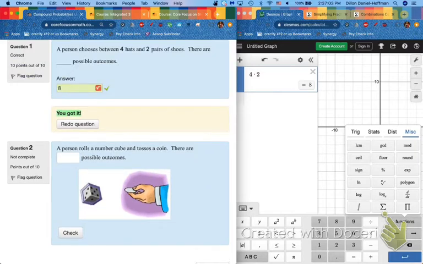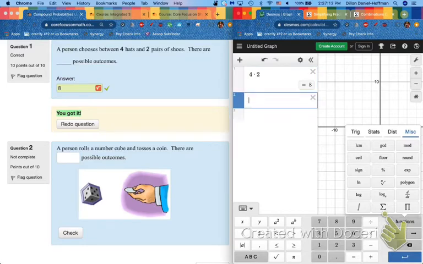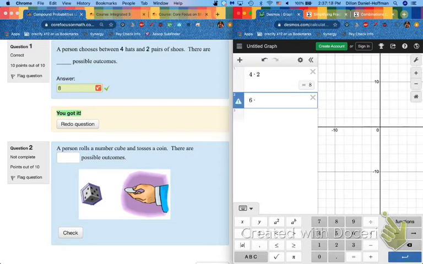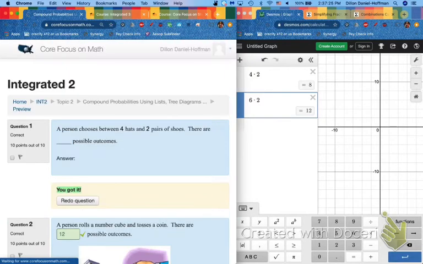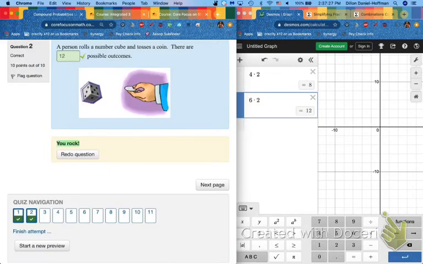Number 2 says a person rolls a number cube and tosses a coin. There are blank possible outcomes. So once again, we got to figure out how many items do we have and how many combinations on each item. So a die has 6 sides times how many are in a coin. 6 times 2 is 12. And I believe every single person, that's one of those free ones you get. Number 2 is 12.